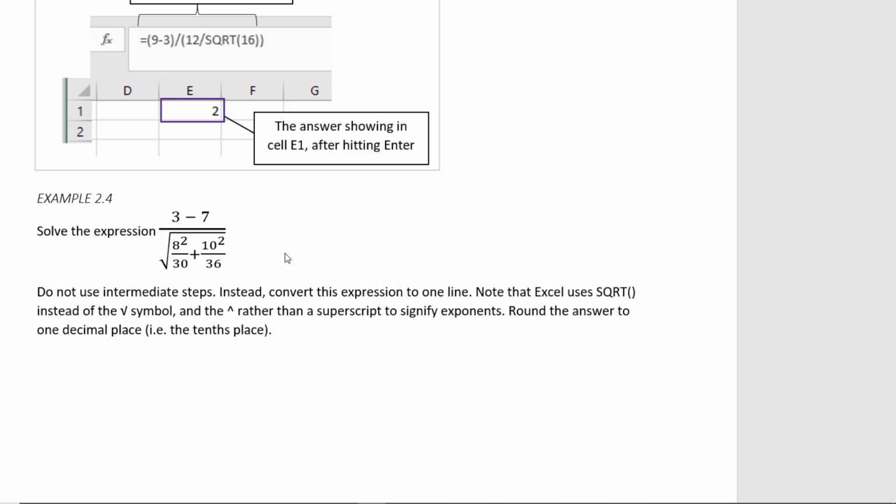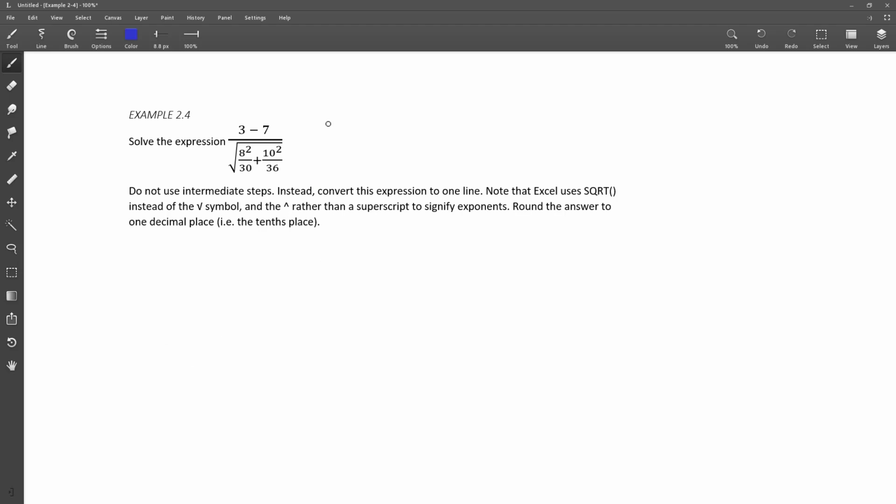The example asks us to not use intermediate steps. It says instead, convert this expression to one line. Note that Excel uses SQRT instead of the square root symbol and the caret rather than a superscript to signify exponents. Round the answer to one decimal place, i.e. the tenths place. So what we're going to do is convert this expression to one line that Excel is going to be able to understand. Then we're going to calculate the answer in Excel. This expression, by the way, is another statistical calculation. So this will come up in your statistics classes.